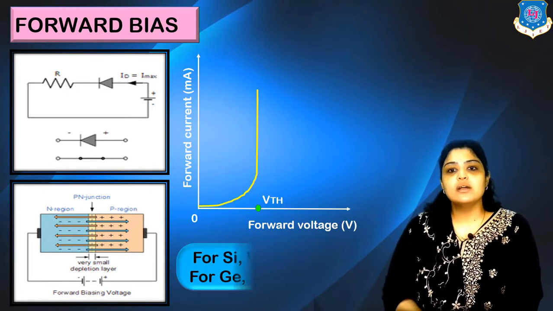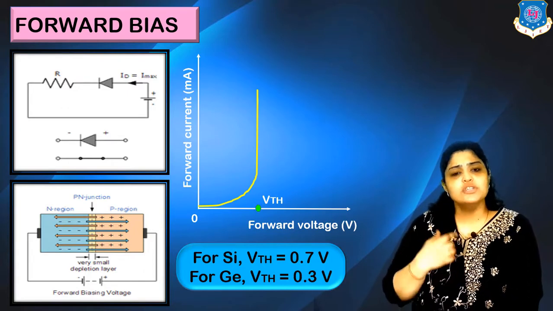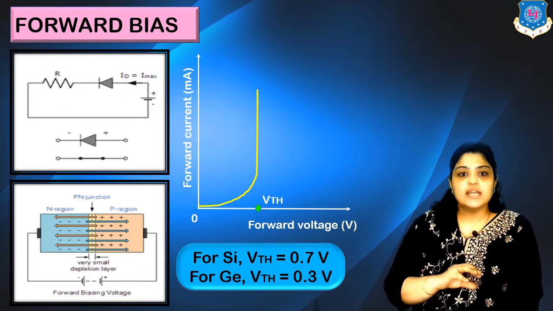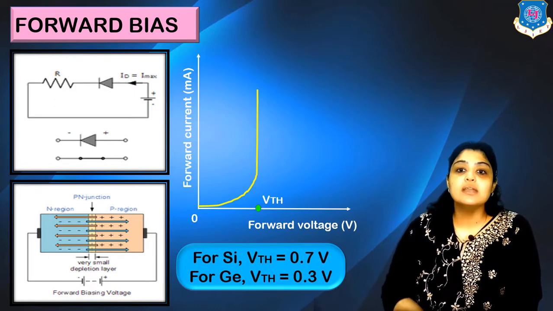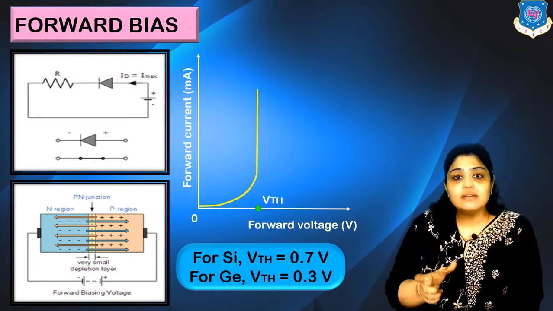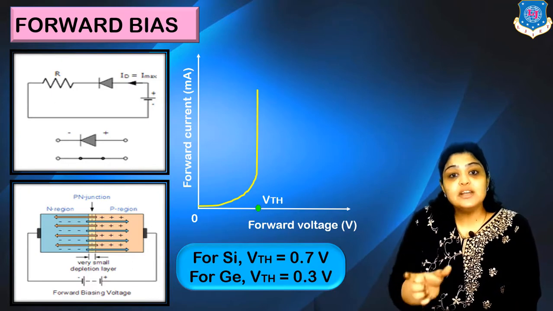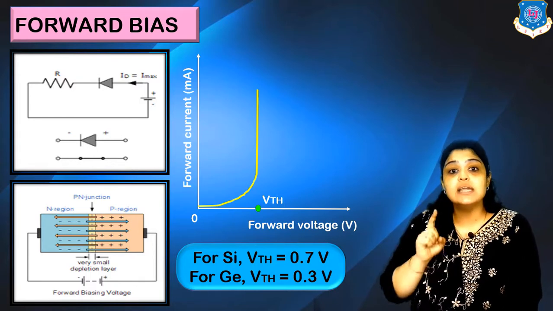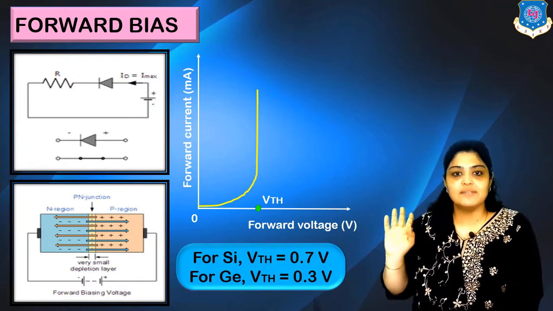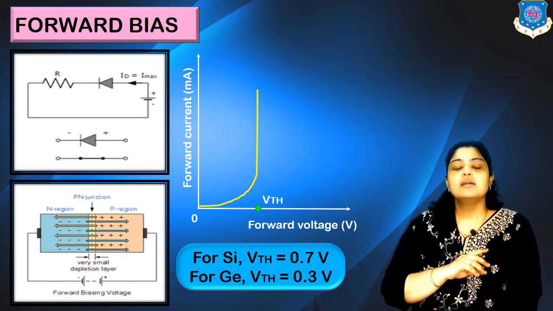Now let's have a look at threshold voltage values of silicon and germanium. So generally for silicon diodes, threshold voltage is around 0.7. For germanium diodes, it is around 0.3. What does that mean? The barrier is of 0.7 volt. So if there is a potential of 0.7 across the diode, the barrier is eliminated and you will get a sudden increase in current at 0.7 volt for a silicon diode. Clear?